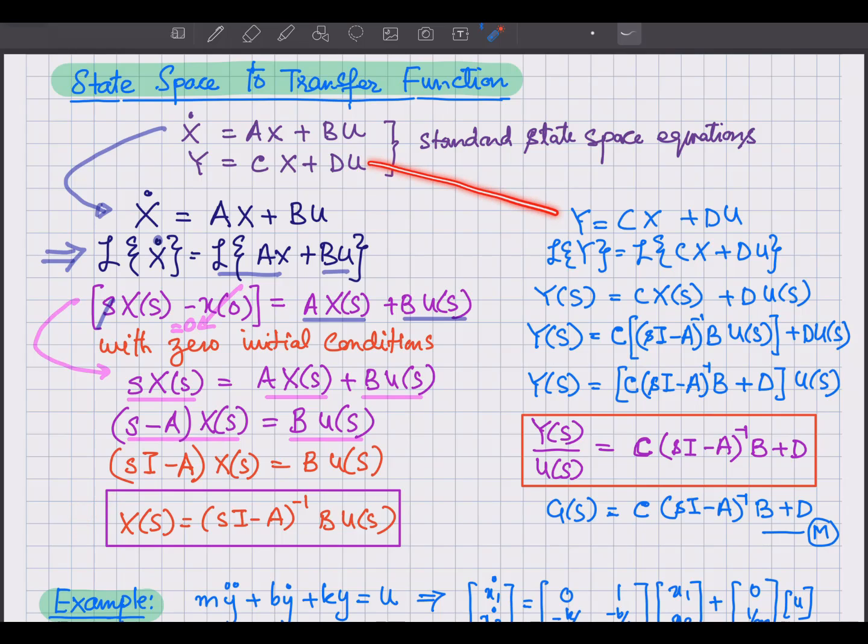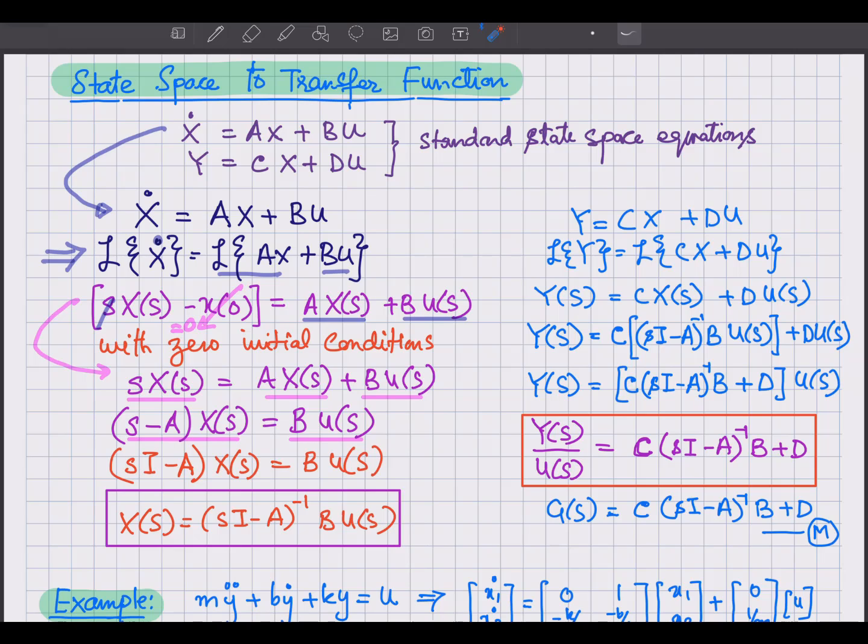Okay, now taking the output equation, y is equal to Cx plus Du, and taking the Laplace transformation of this one, we can write the equation like this. Now if I take the value of X(s) from this equation and place it over here, you can see this is X(s). So I can write this equation, and rearranging this one and taking U(s) common out from these two, we will be left with this part.